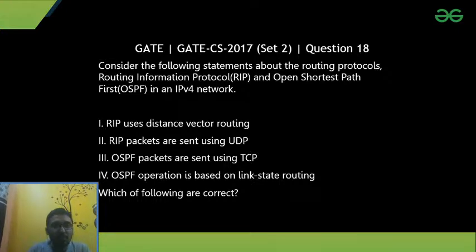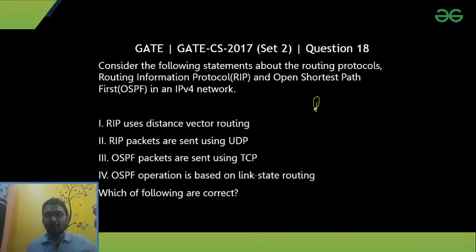We have just a few questions remaining. So let's try to see the next question. Consider the following statements about routing protocols RIP and OSPF. RIP uses distance vector protocol. RIP uses UDP. OSPF packets are sent using TCP, and OSPF operation is based on link state routing. Which of the following is correct?